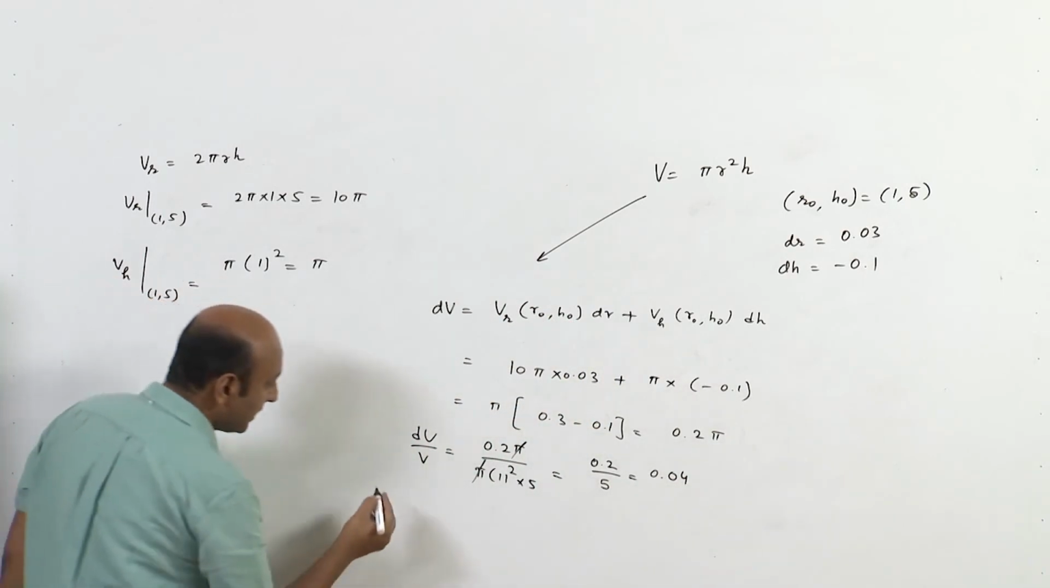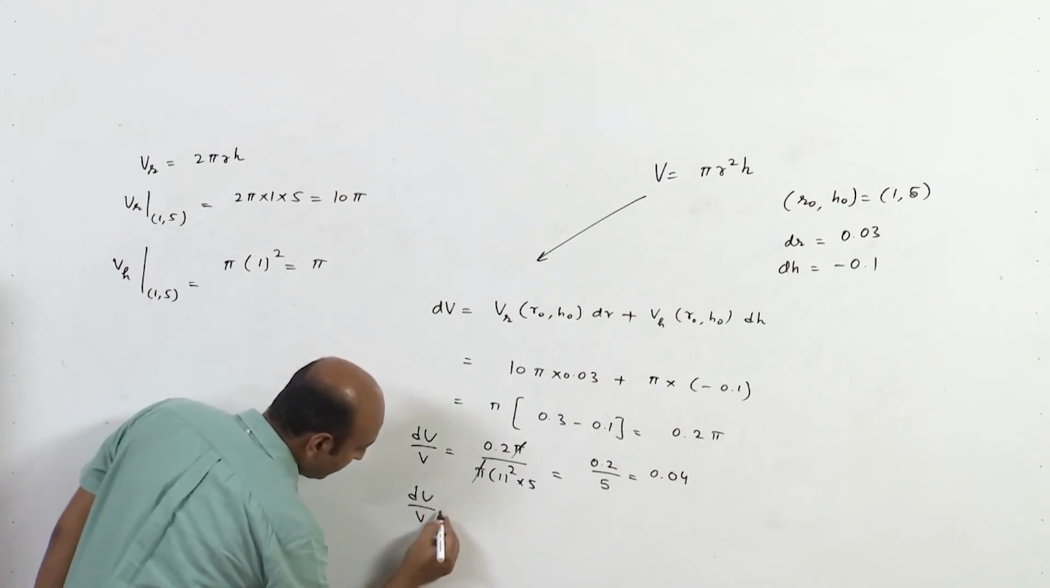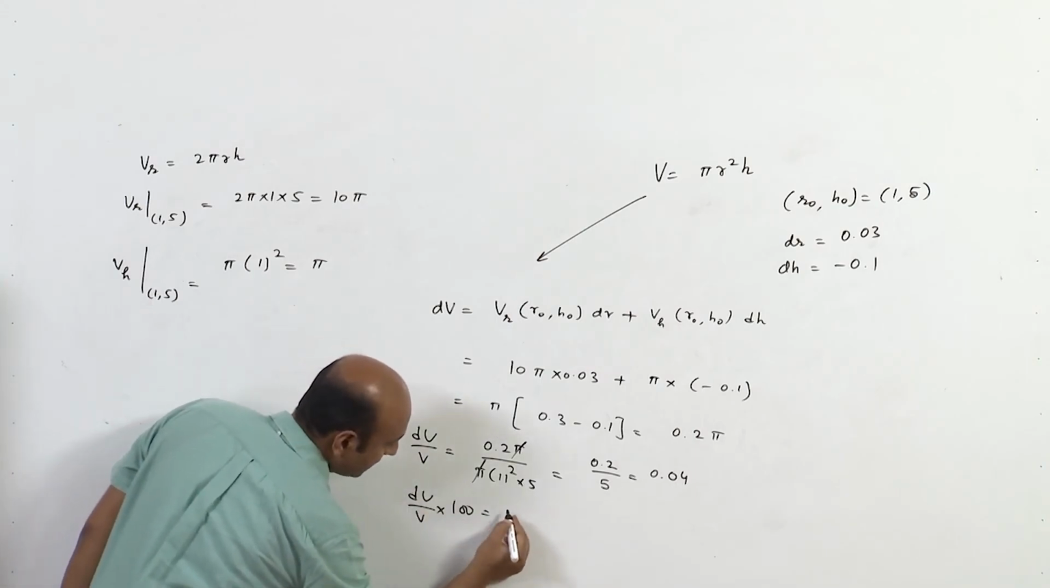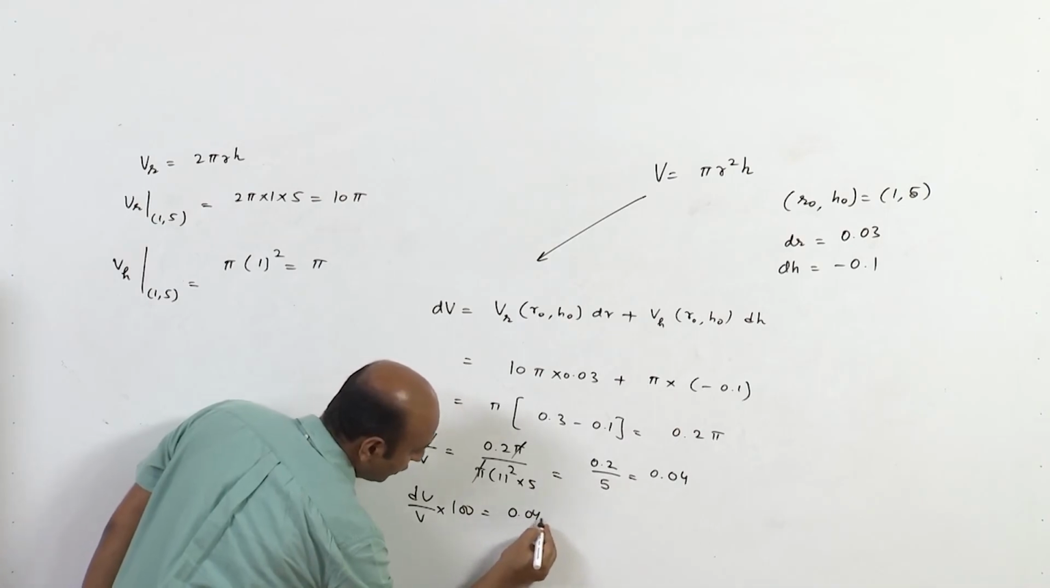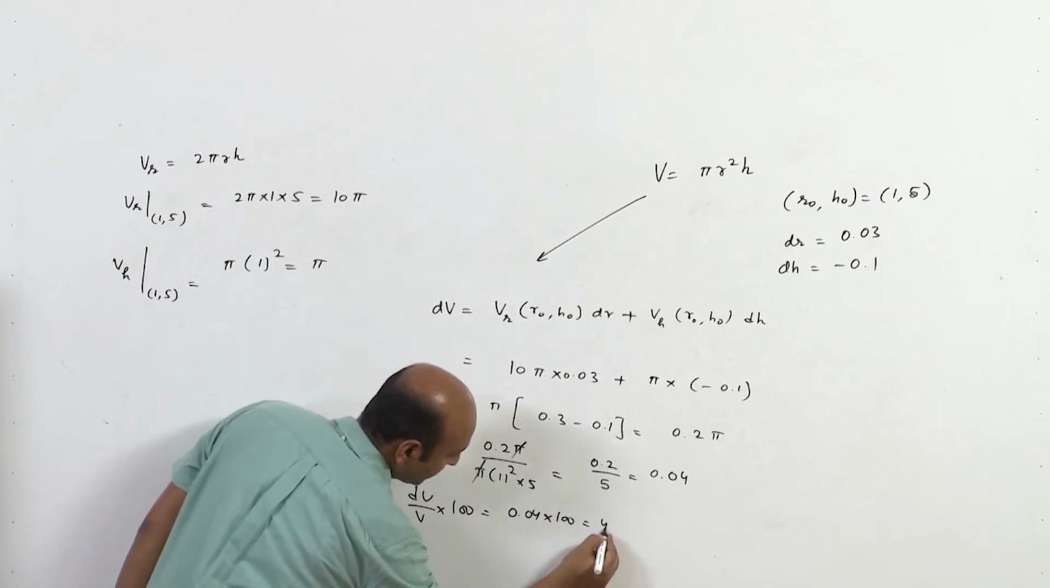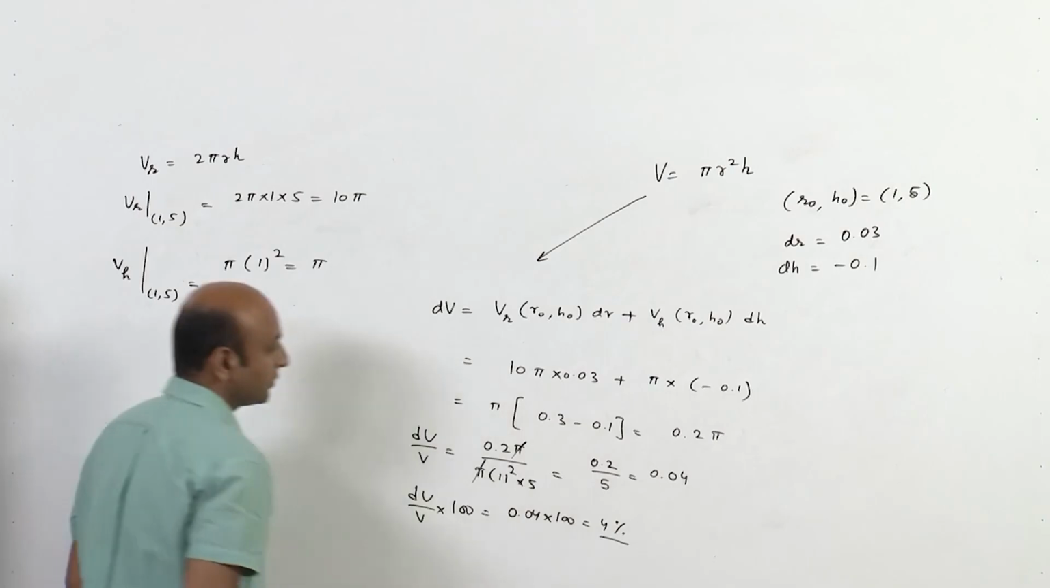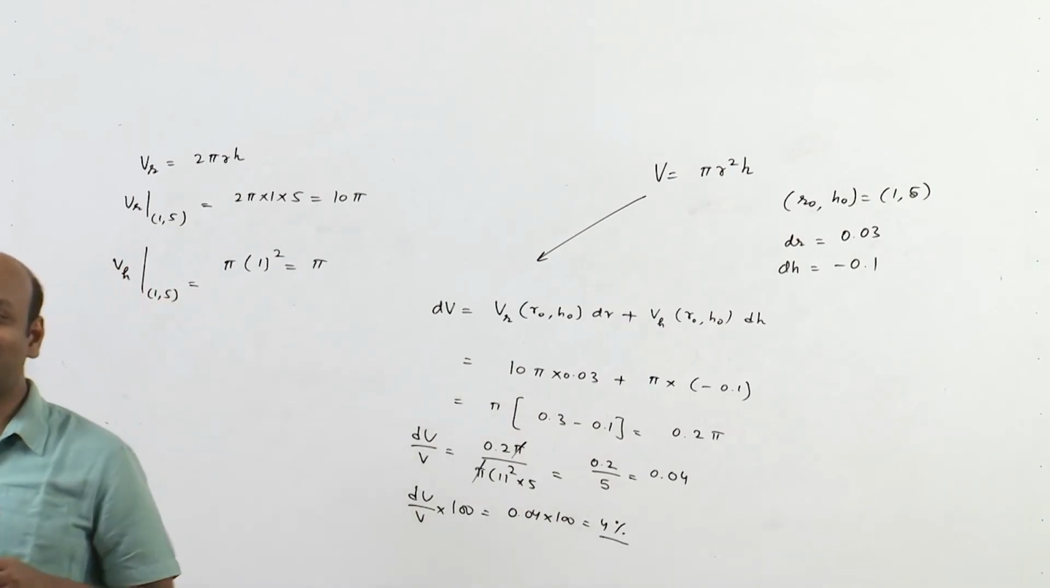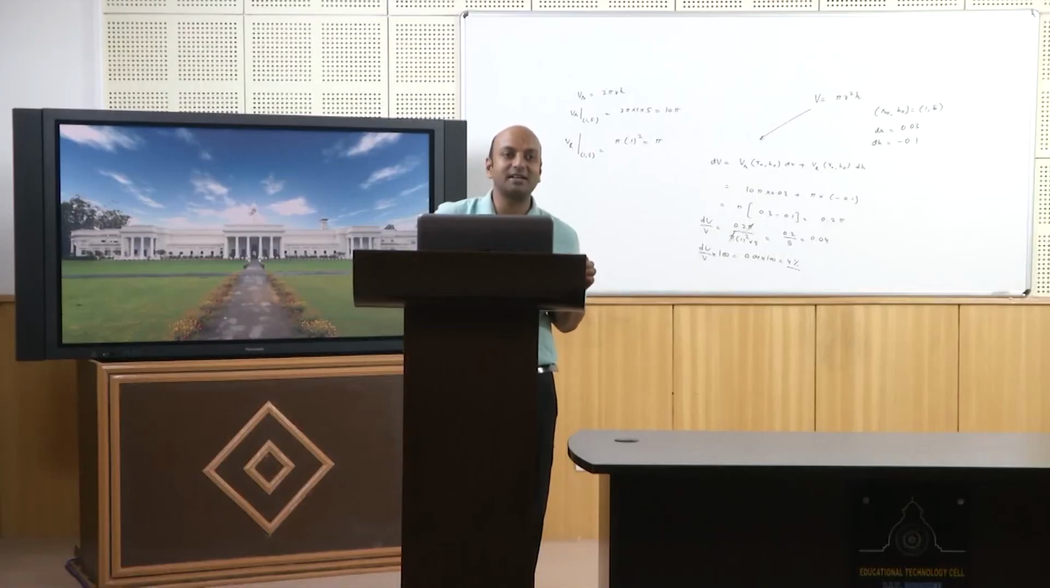Okay. And the percentage change will be this into 100, that is 0.04 into 100, that is 4%. So, that is how we can find out absolute, relative and percentage change in the value of the function.